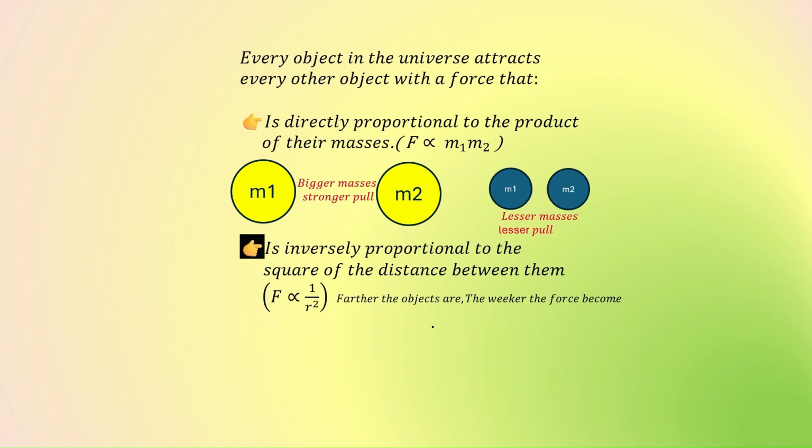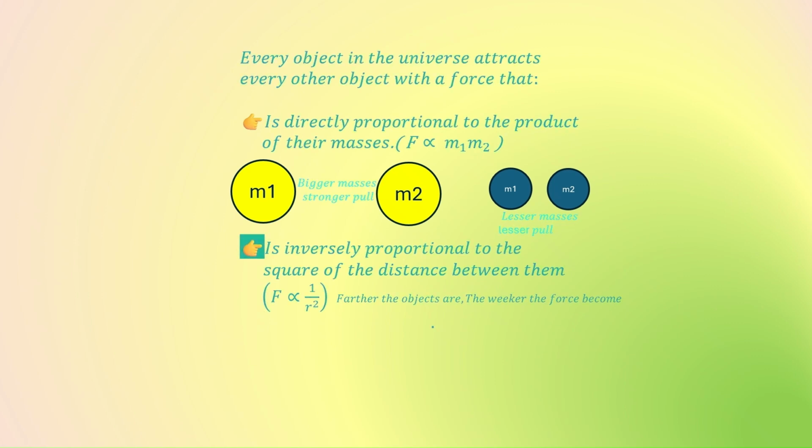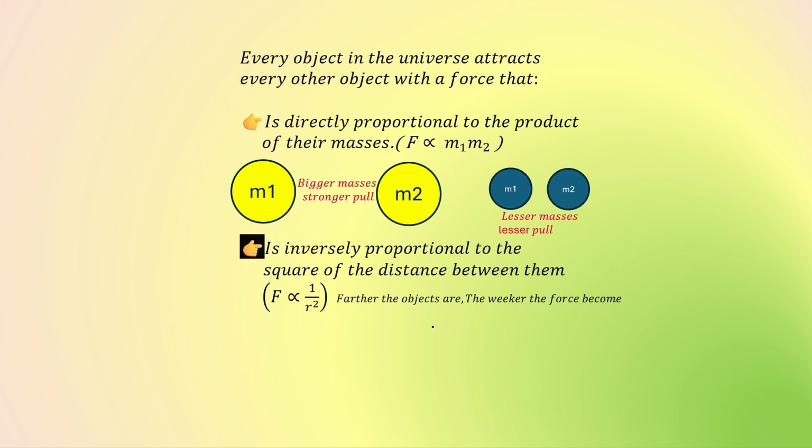Every object in the universe attracts every other object with a force. This force follows two simple rules. First, it is directly proportional to the product of their masses. That means bigger masses create a stronger pull. Second, it is inversely proportional to the square of the distance between them. So the farther apart objects are, the weaker the force becomes.